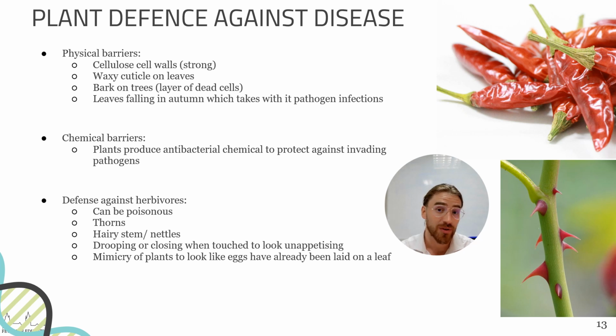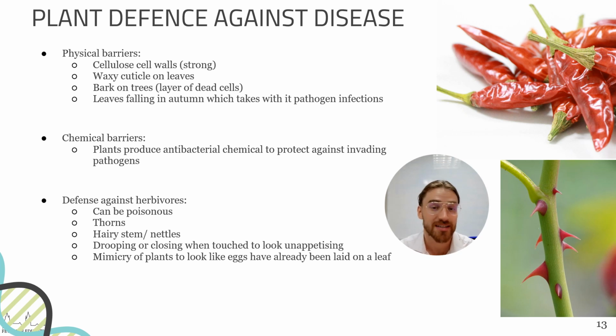We talked about this with the black spot fungus. When those leaves fall off, any bacteria or any infection of those leaves are going to die with the leaf, and new leaves are going to then form the next season without that pathogen. So that is a way of physically protecting the plant. Another one is chemical barriers. So plants are going to produce antibacterial chemicals that protect them against these pathogens.